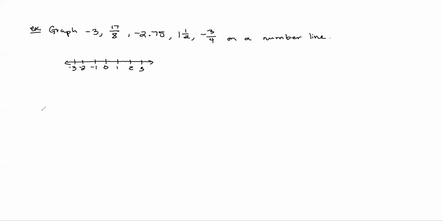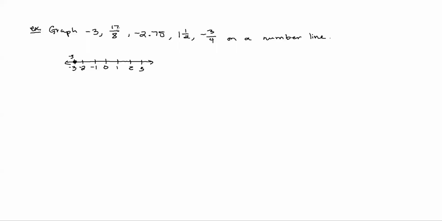And so now our first one, -3, nice whole number. It's going to go right here. And I'll go ahead and label this because we're going to have a bunch of numbers here. 17/8. And so this one here, it's hard to tell what this number is just looking at it, but let's go ahead and change it to a mixed number.